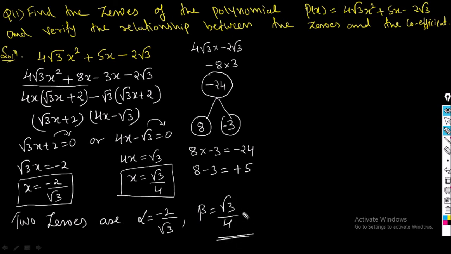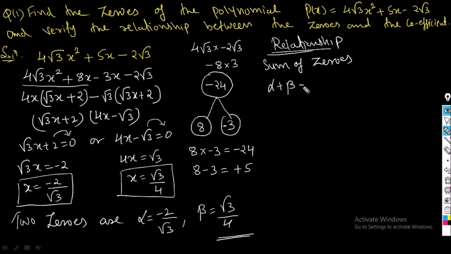Now what should we do? We have to verify the relationship. So what is the first relationship? Sum of zeros. Sum of zeros means alpha plus beta is equal to minus b by a. So here the question is 4 root 3 x square plus 5x minus 2 root 3.